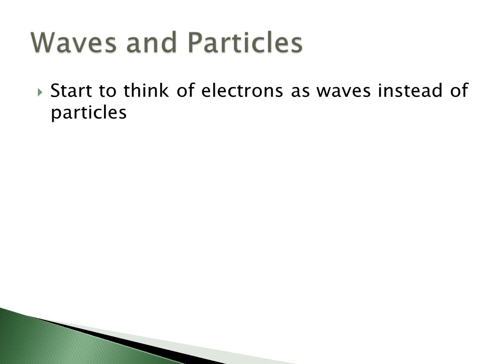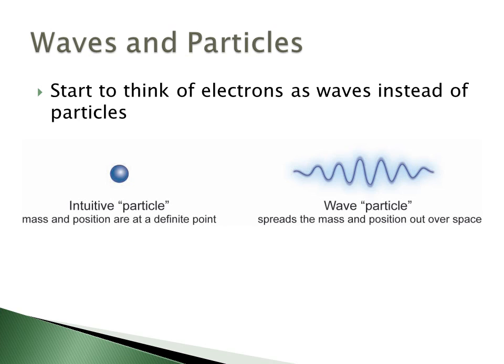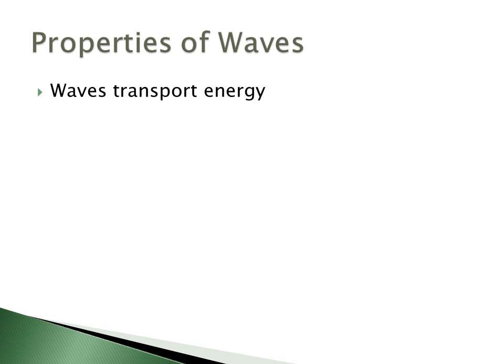So now we're starting to think of electrons as waves instead of particles. We're used to thinking of electrons as these balls, maybe like the small blue balls that you had played with in class using the models. And it helps us understand why electrons could be occupying part of a cloud instead of like this orbit. Okay, and so it spreads the mass and position of these electrons out over space.